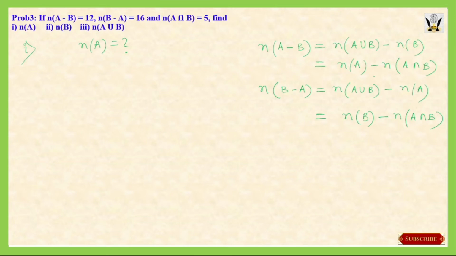So n of A we have here and also we have here. But we also have to see what data are given or available to us. Here the cardinal number of the intersection operation is available.